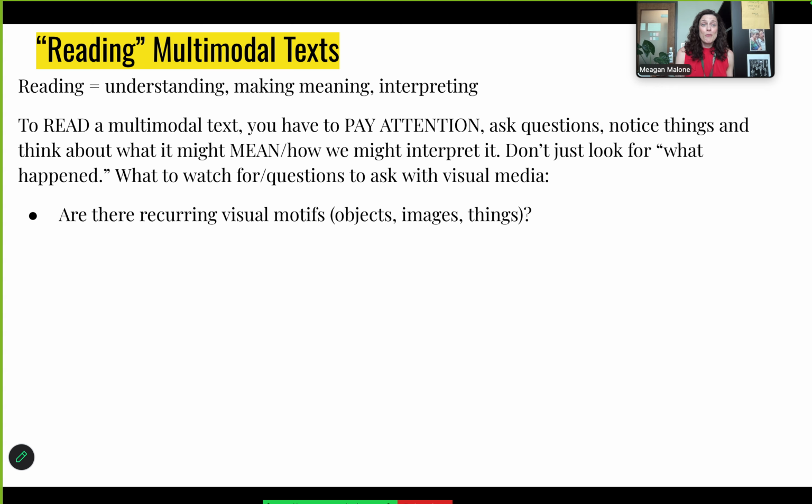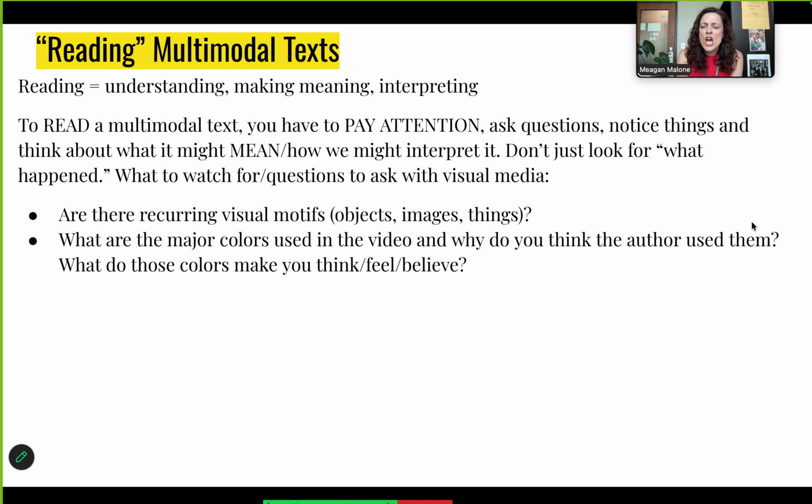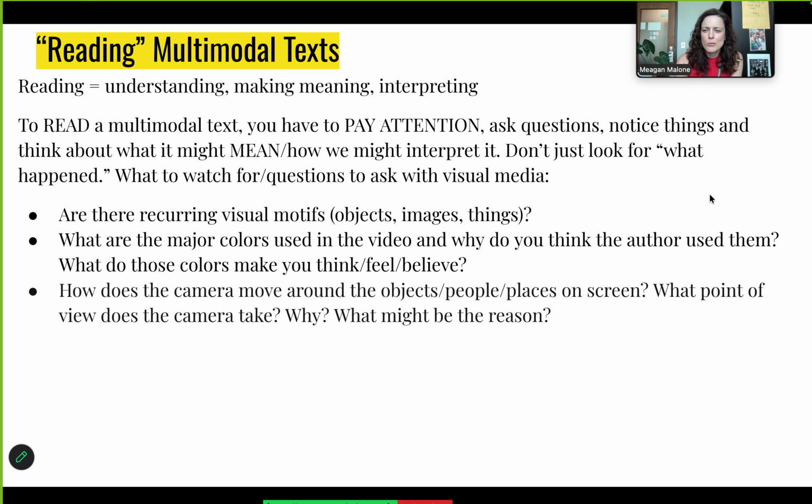So some of the things you might ask yourself as you're actually reading multimodal text are, are there recurring visual motifs? Do I see the same kinds of objects or images or things a lot in this movie or in this moving image? What about, are there color schemes that are very important to this? And why did the author use these colors? What should these colors represent? What do they make us think and feel and believe?